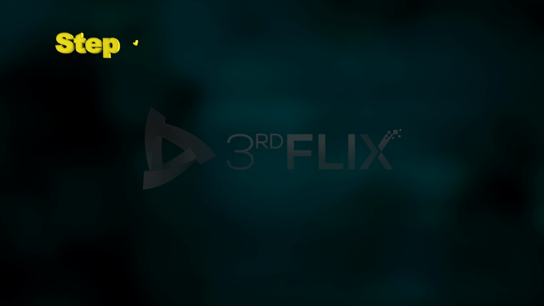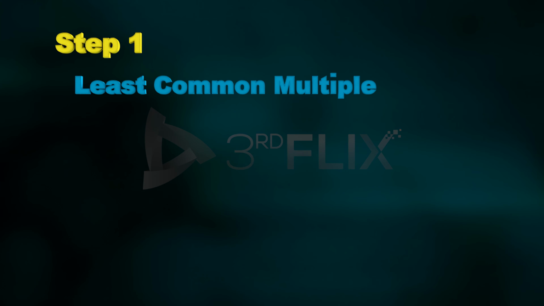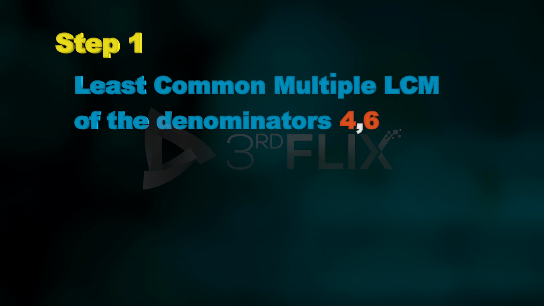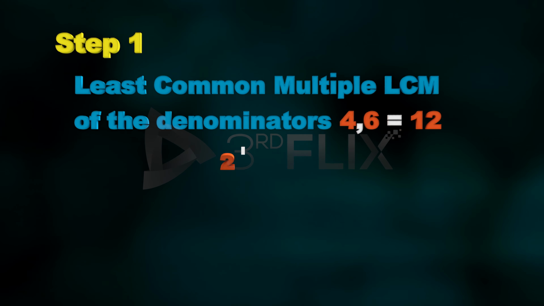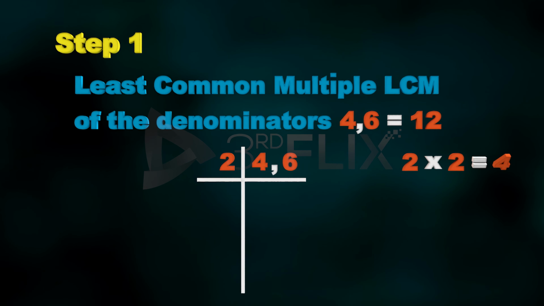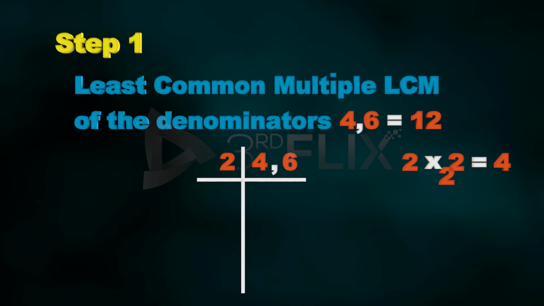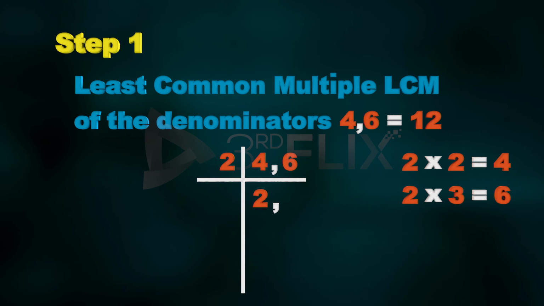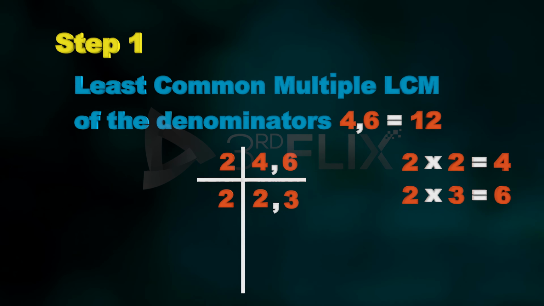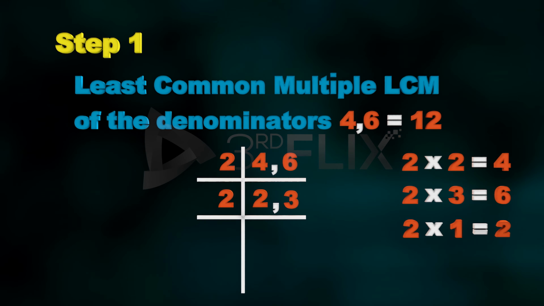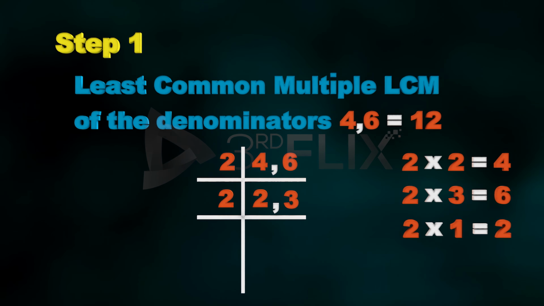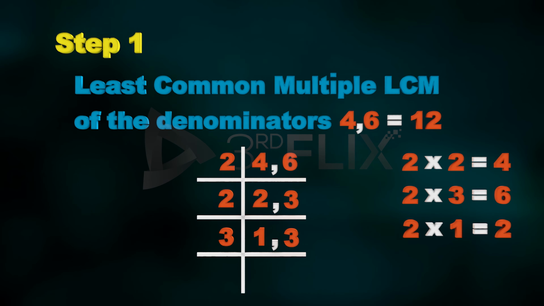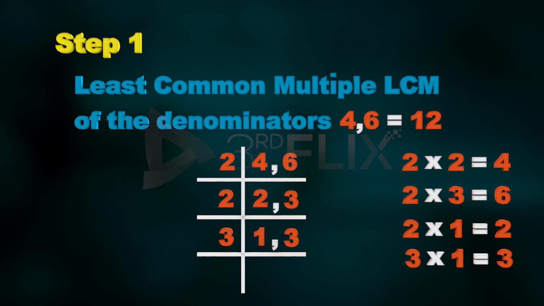Let's add. Step 1. Least common multiple, LCM, of the denominators 4, 6 is equal to 12. 2 into 2 is equal to 4. 2 into 3 is equal to 6. 2 into 1 is equal to 2. 3 into 1 is equal to 3.